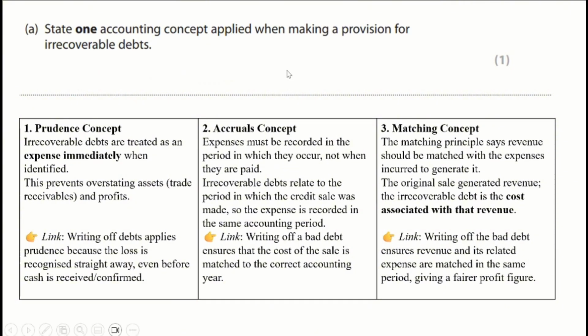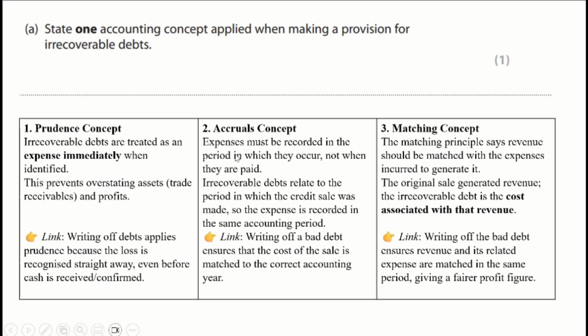State one accounting concept applied when making a provision for irrecoverable debt. As you can see here, it can be prudence, accruals, or matching concept. Prudence concept: irrecoverable debts are treated as an expense immediately when identified. This prevents overstating the assets, which is the trade receivables, and profits. So writing off debts applies prudence because the loss is recognized straight away even before cash is received or confirmed.